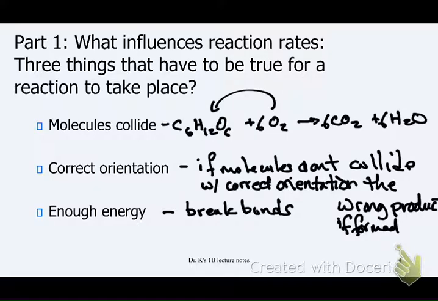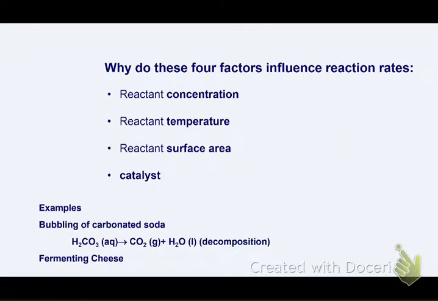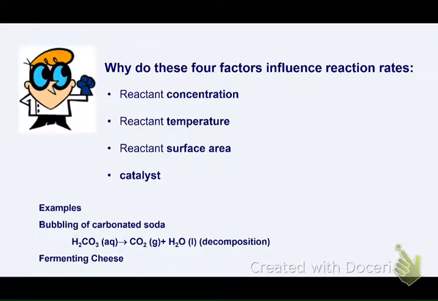Okay, so let's look at some of the factors that... oh, wait. There's an animation here somewhere. Why do these four things influence the rate? These are the things that they say affect the rate of a chemical reaction, right? Reactant concentration. Why does that affect the rate of a reaction? The answer might be obvious, and you can say it. It's okay. If it's wrong, I'm just going to say, well, no, that's not it.